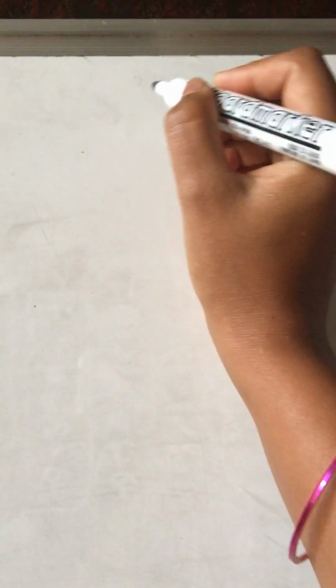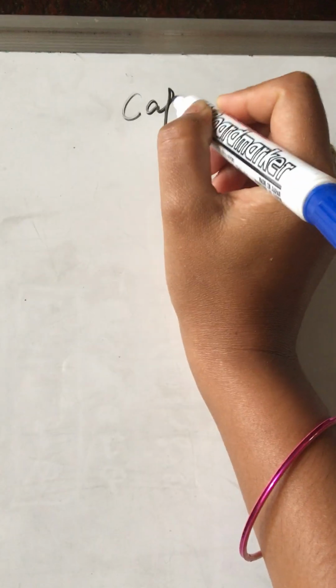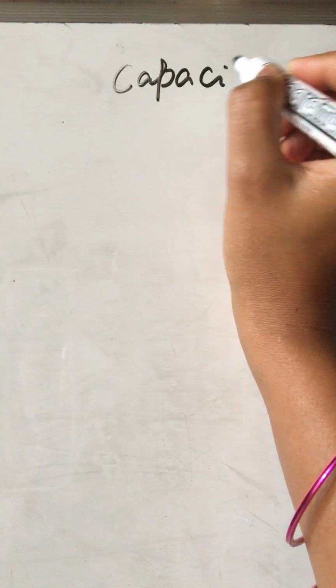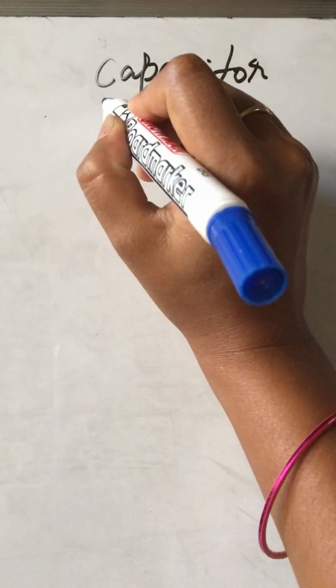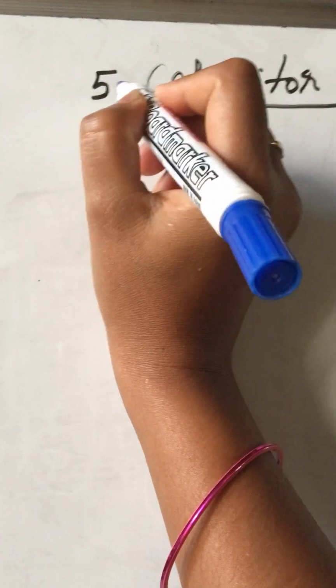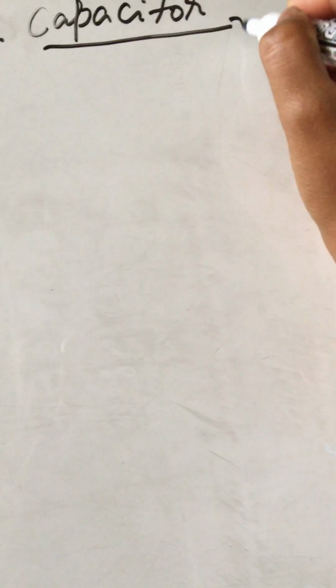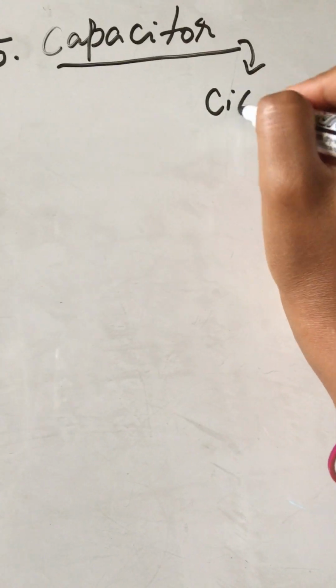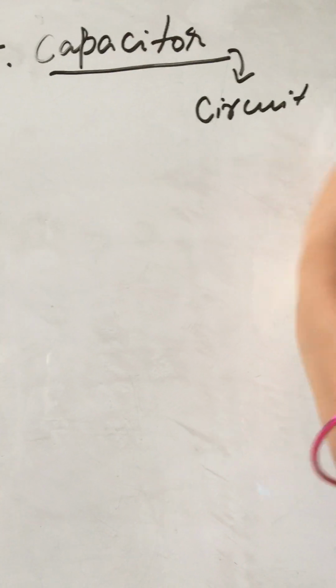Hello students. Okay, we will be doing the last chapter from unit number 1, that is capacitor. This is a new chapter, capacitor. This is chapter number 5, the last chapter of the unit. Capacitor, actually, is a circuit element.